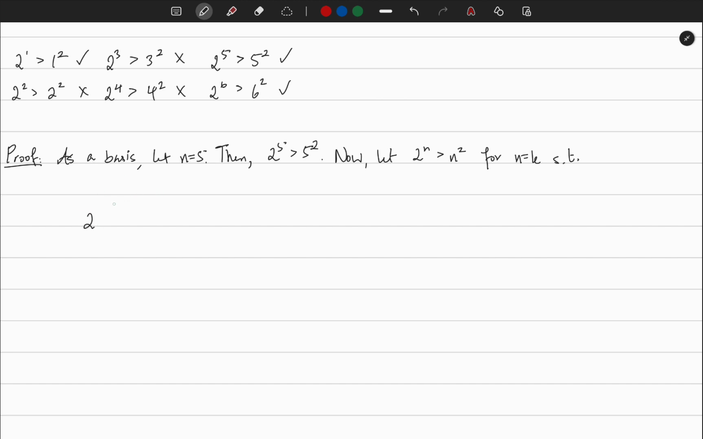So what is the k plus 1 case? That will be 2 to the k plus 1. But what is 2 to the k plus 1 equal to? That's simply equal to 2 times 2 to the k by your exponent rules. So 2 times 2 to the k, well, what do we know? Well, we can use our assumption here. We have that 2 to the n is bigger than n squared, so 2 times 2 to the n must thus be bigger than 2 times n squared. Or in this case, 2 times 2 to the k is bigger than 2 times k squared. And this is by assumption.